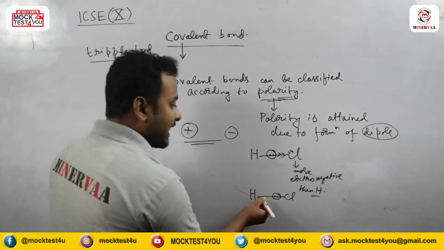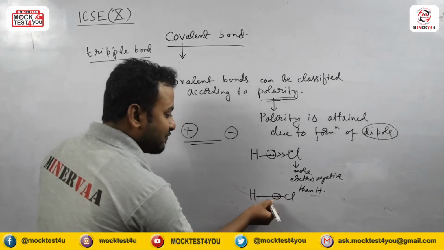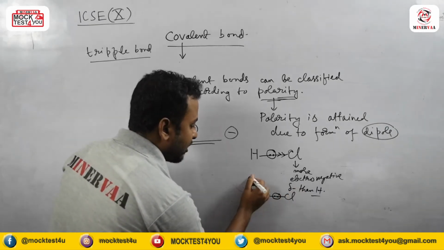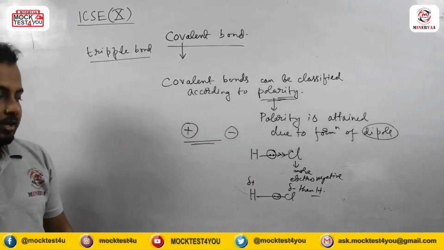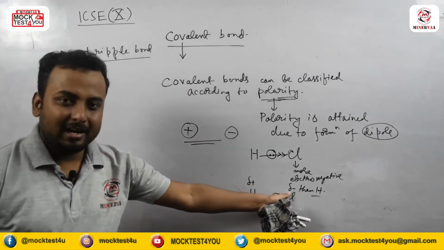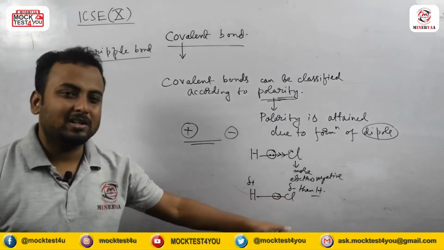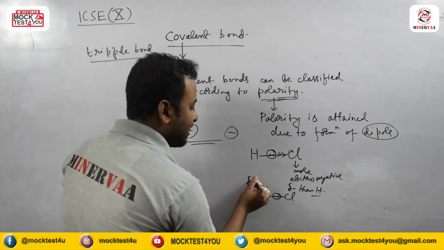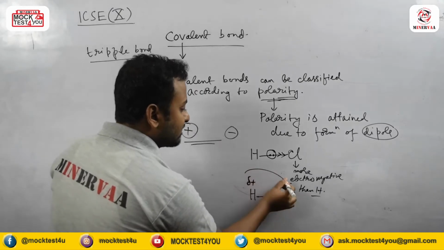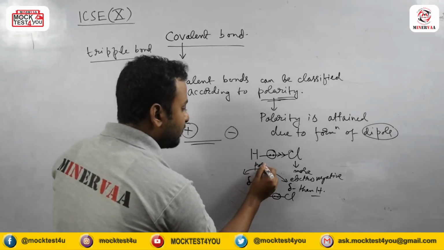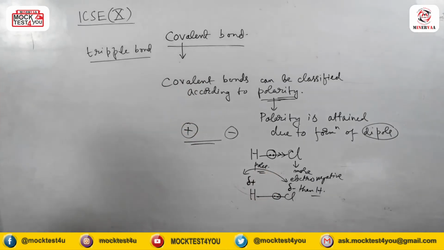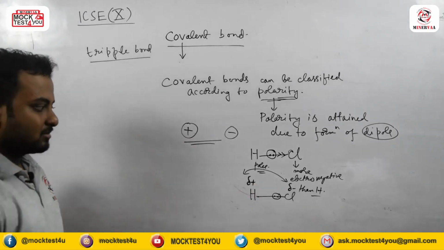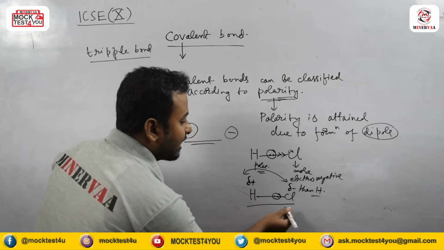So because this electron pair is shifted towards chlorine, chlorine will have a slight negative charge and hydrogen will have a slight positive charge. That is given by delta. Delta signifies it is a very slight, very small charge. So chlorine will have delta minus charge and hydrogen will have delta plus charge. These are the two poles of a dipole, right? And because of this charge separation, polarity is existent in polar covalent bonds.